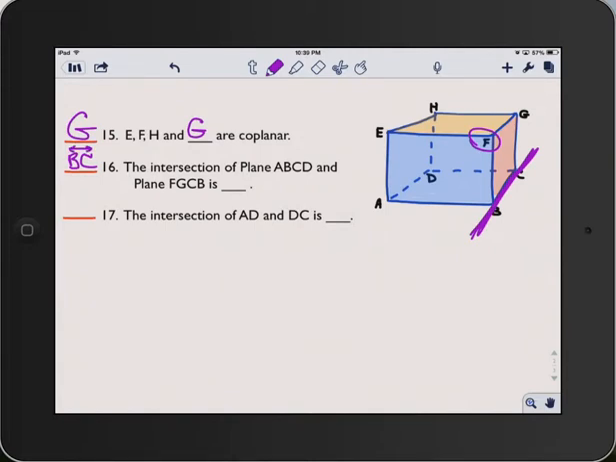And for problem number 17, the intersection of line AD, make that line, and line CD is a point. Anytime two lines intersect, the intersection is a point. So, if they intersect, so therefore point D is that intersection.